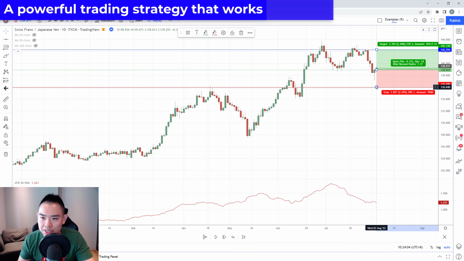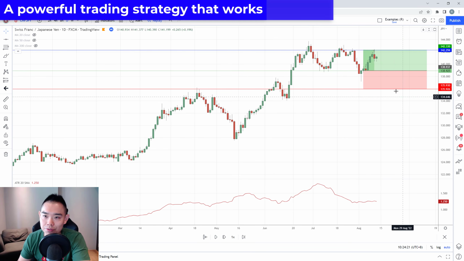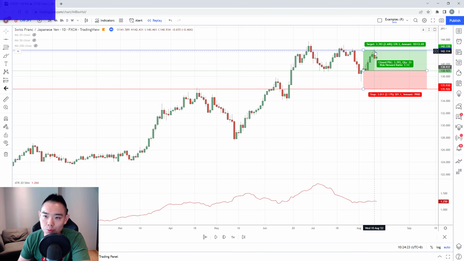So I'm just going to adjust it slightly to be a bit more accurate. Okay, so you can see that your potential risk to reward on this trade is 1.13 as shown over here. This means that you're risking $1 to potentially make $1.13. And since this is a cherry pick chart, you can see that the market eventually did reach our target over here, and you have exited with a profit.